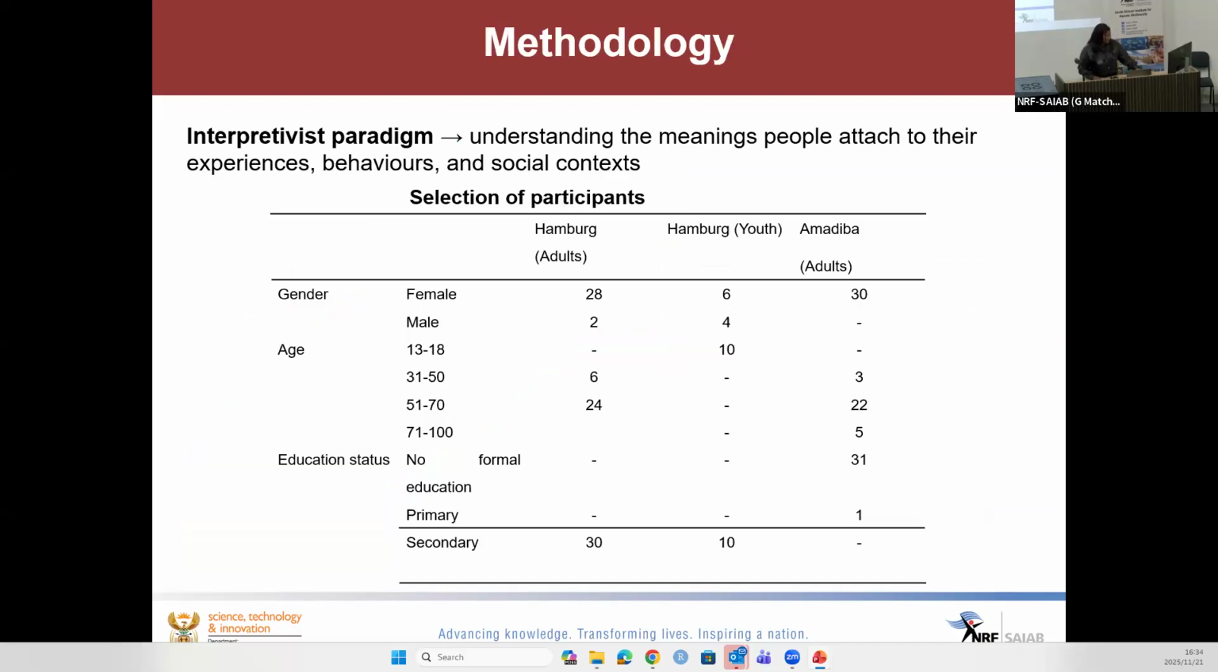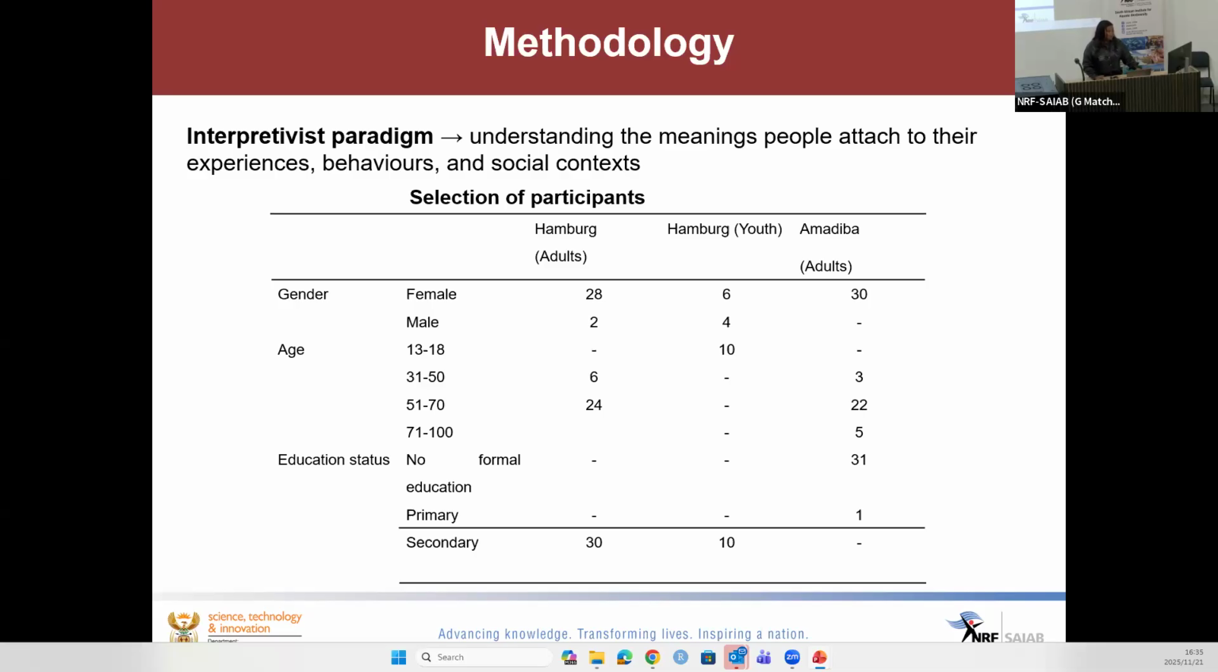So we used this paradigm, which I struggle to pronounce. It helps us to understand the meaning people attach to their experiences, behaviors, and social contexts. And for the selection of participants, as I've said, we had Hamburg, and we had 30 adults from Hamburg, 28 females and 2 males.